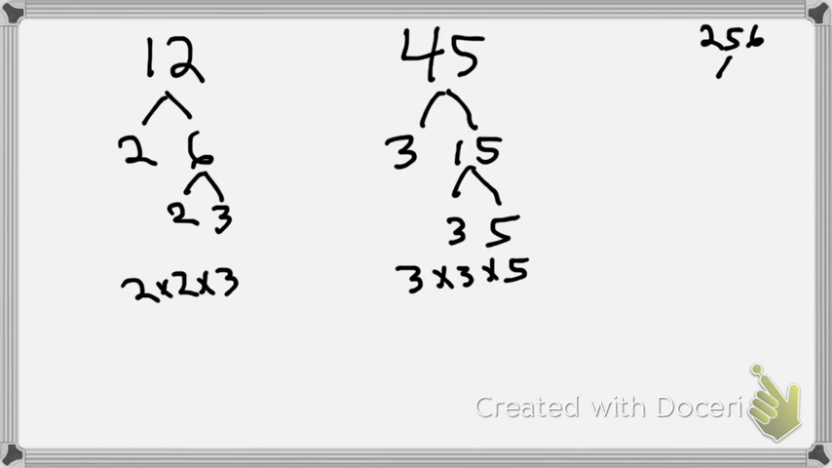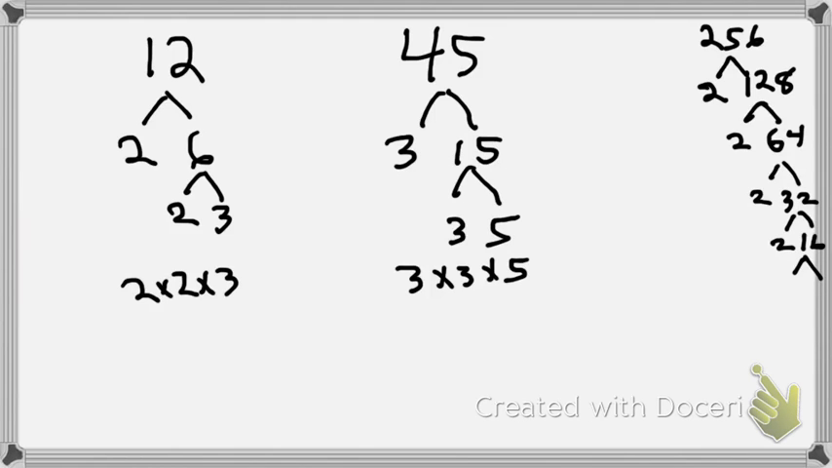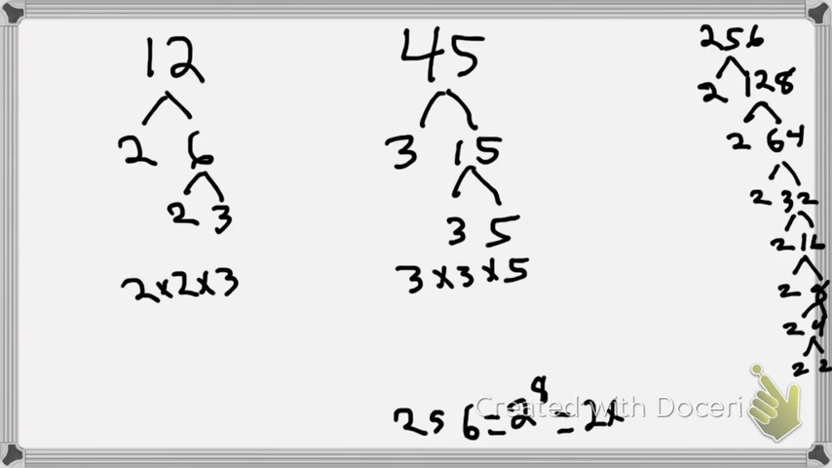So let's look at something big, like 256. 256 is 2 times 128. 128 is 2 times 64. 64 is 2 times 32. 32 is 2 times 16. 16 is 2 times 8. 8 is 2 times 4. And 4 is 2 times 2. So we have 1, 2, 3, 4, 5, 6, 7, 8 2's here. Okay? So that's prime factorization.